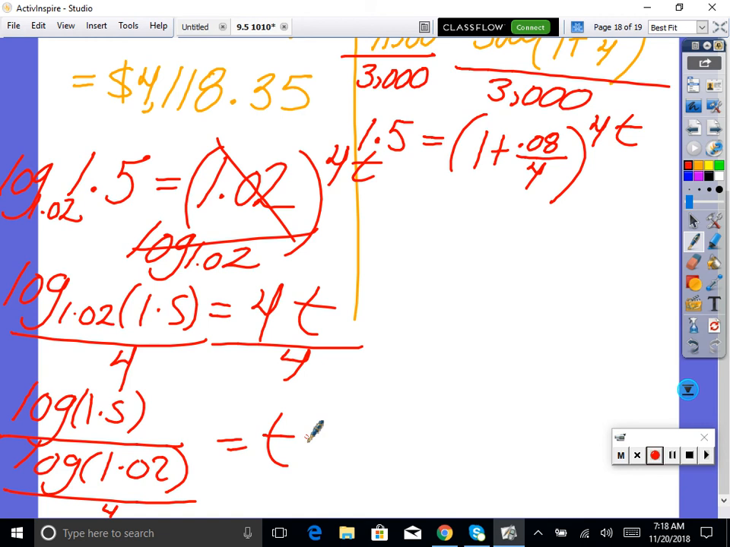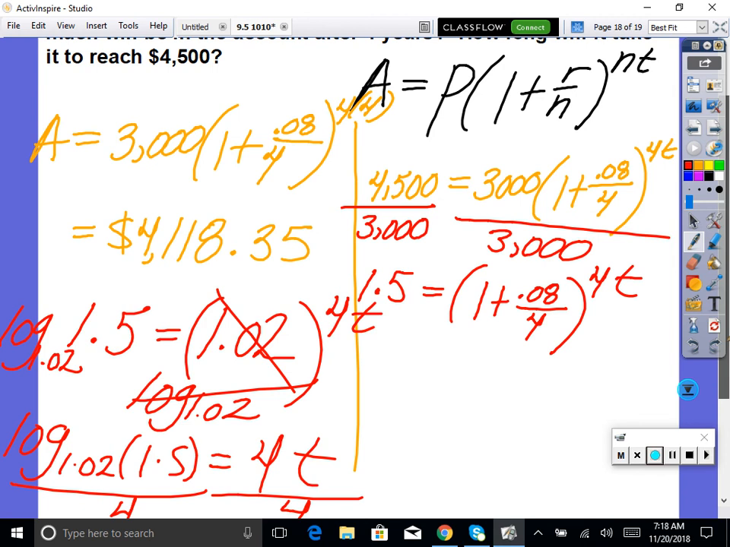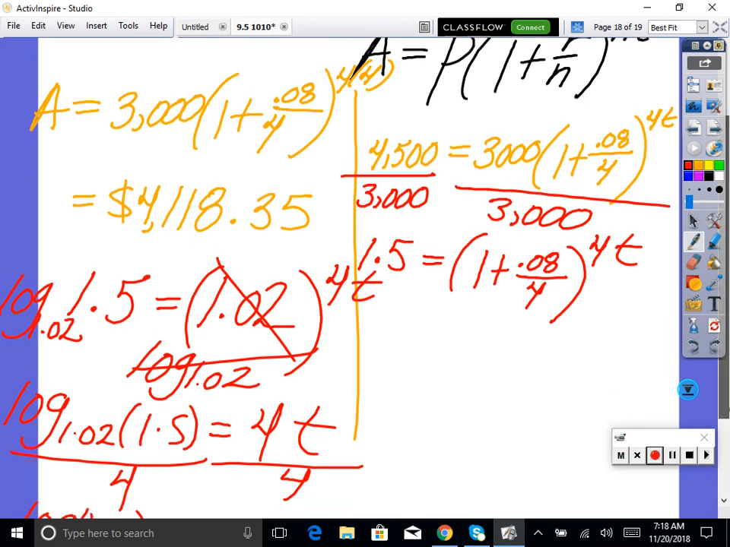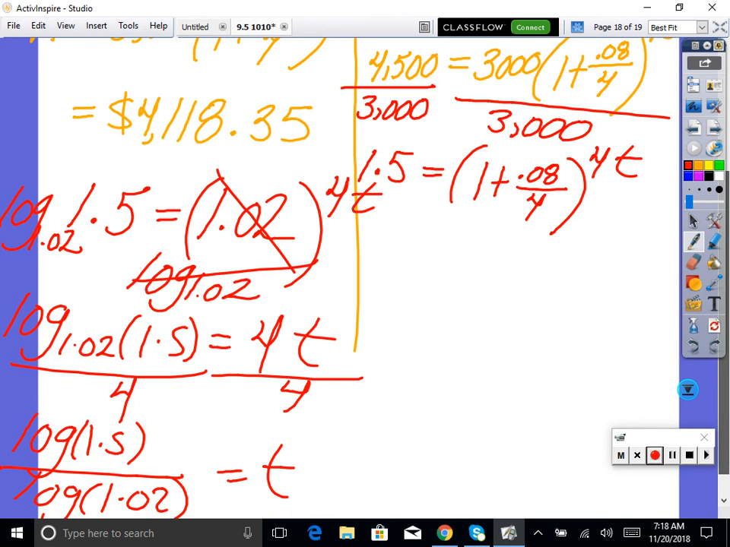It's going to be around 4 years, just because look how close that was to 4,118, 4,500. This one was 4 years. They would have that much. So 4 point whatever. What is it? 4 point. Oh, 5.1. It could be 5 years. Yeah. So t is equal to 5.1 years.